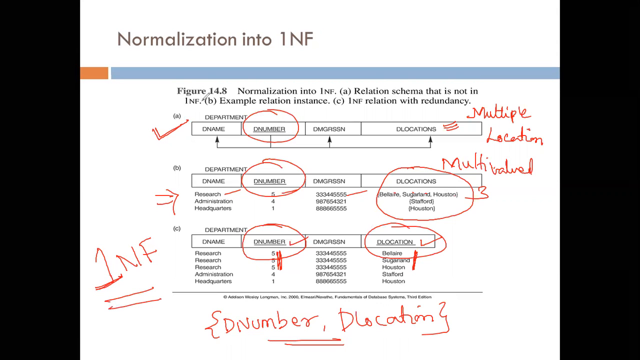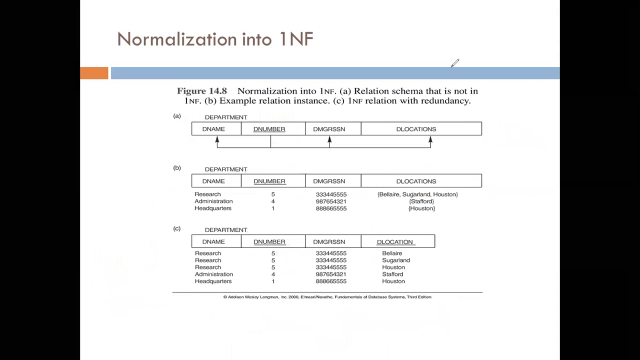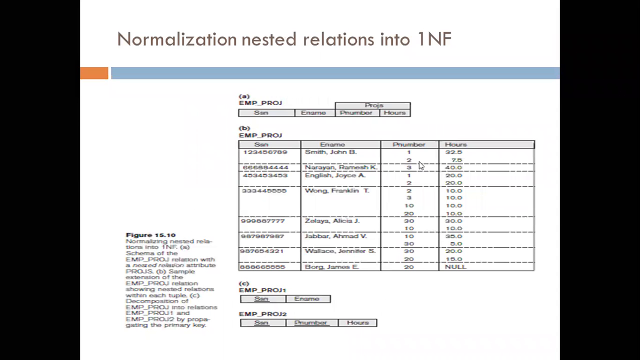So another example, we will look into it. This is the employee and project relation. You can look at here, employee project. SSN is also there, employee name is there, project number and number of hours the employee is working. All the things are put together in a single table, which means 4 attributes are there in a single table.